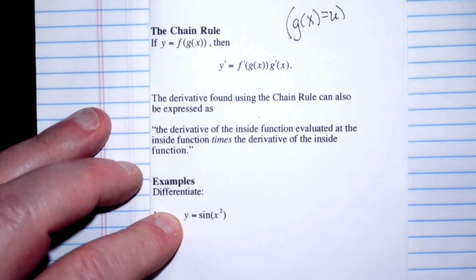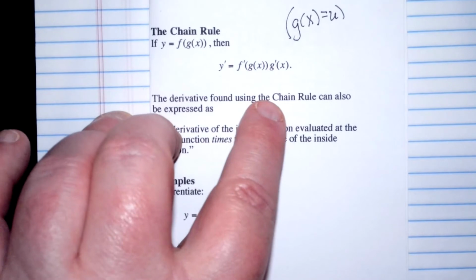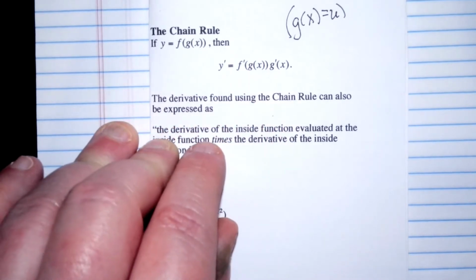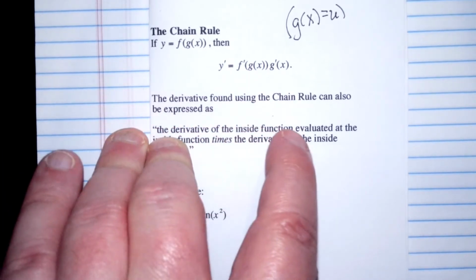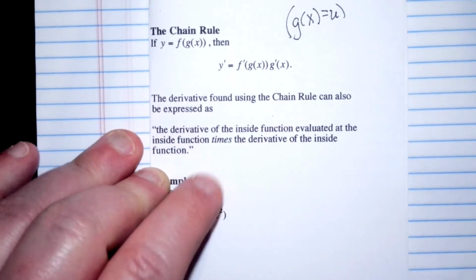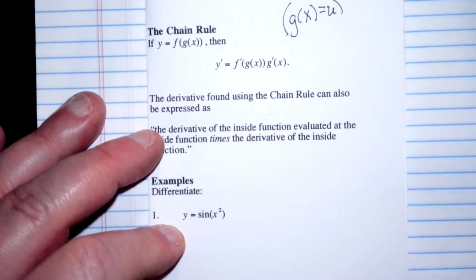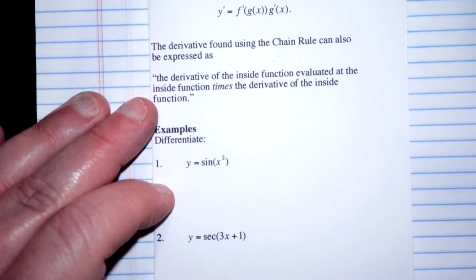Sometimes we say the following. The derivative found using the chain rule can also be expressed as the derivative of the outside function evaluated at the inside function times the derivative of the inside function. Let's take a look at an example.